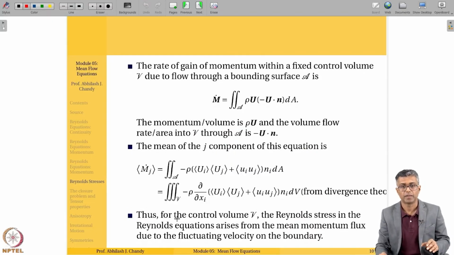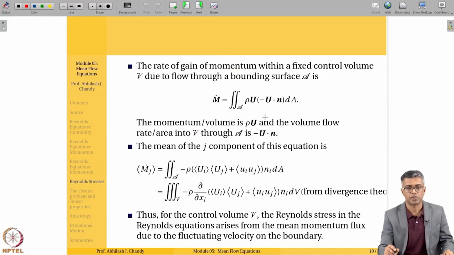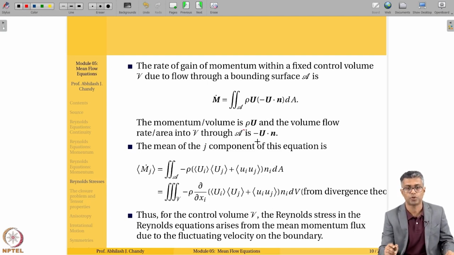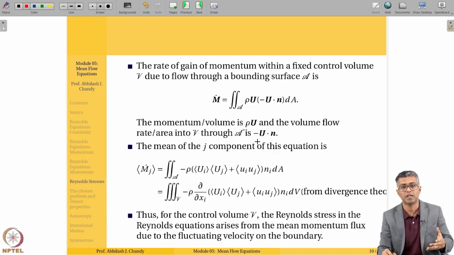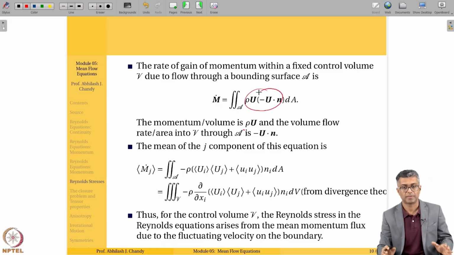Now, going further, let's say we want to evaluate the rate of gain of momentum within a fixed control volume. So the rate of gain of momentum can be written like this. Using a control volume analysis, you can just write it as rho u, u minus u dot n dA. And keep in mind, the momentum per unit volume is rho u, and the volume flow rate is u minus u dot n. Now if I take the mean of that, this is essentially the ui uj component.